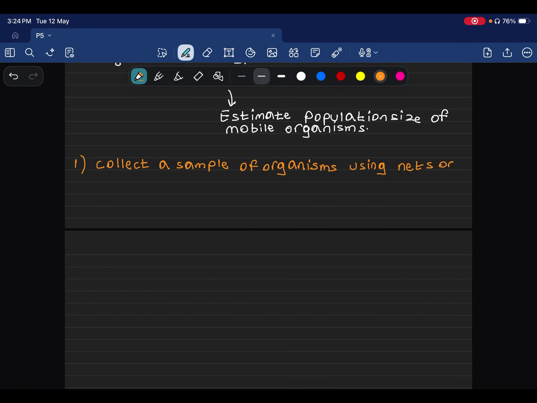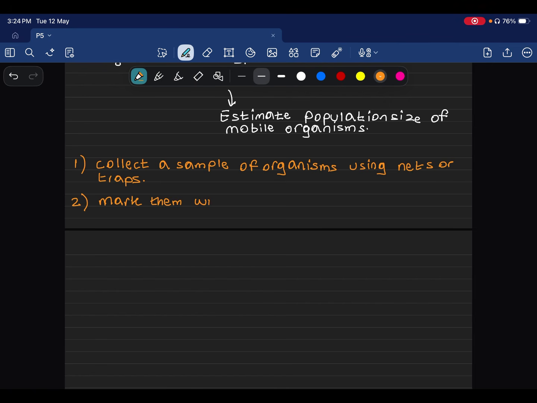Pooters were a sampling tool used to collect very, very small organisms, let's say small insects or small ants. You can't collect a big rat or a big mouse with a pooter. So you use nets or you use traps that you set inside of the grounds. So you collect a sample of organisms using nets or traps. Step number one. And what are these organisms? These are mobile organisms.